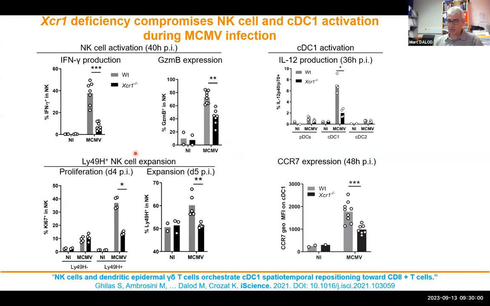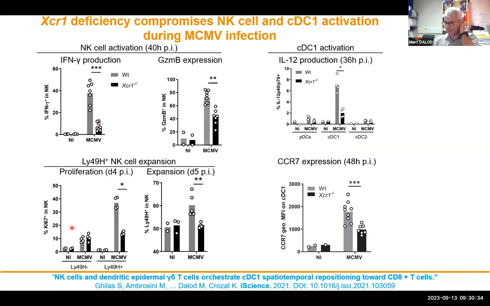This study was led by Karine Crozat, a talented tenured researcher who stayed in my team for over 10 years. She directed this work with different PhD students and engineers. The first thing they did is to compare NK cell activation during MCMV infection in XCR1 knockout mice compared to wild-type mice. If you look at IFN gamma production, you see there is a strong increase in NK cells expressing IFN gamma ex vivo after MCMV infection in wild-type mice, but this is strongly decreased in XCR1 knockout mice. It's the same thing for granzyme B.